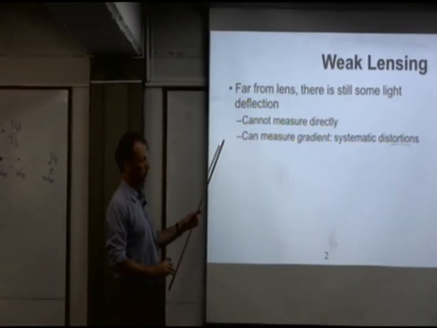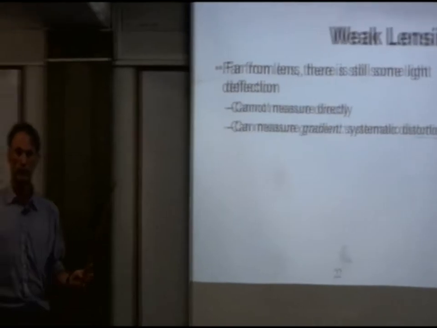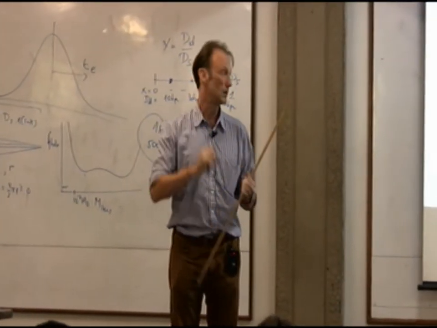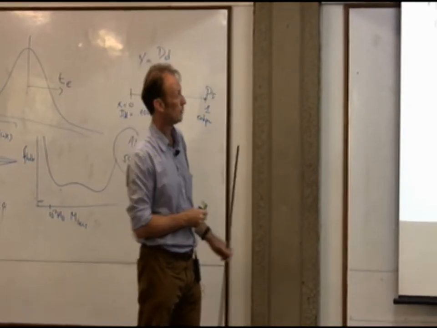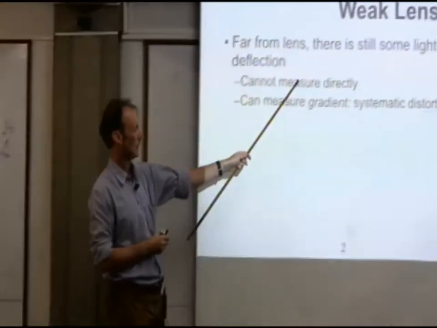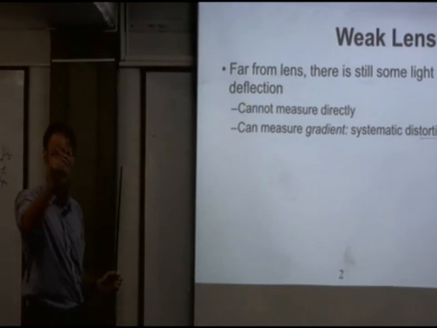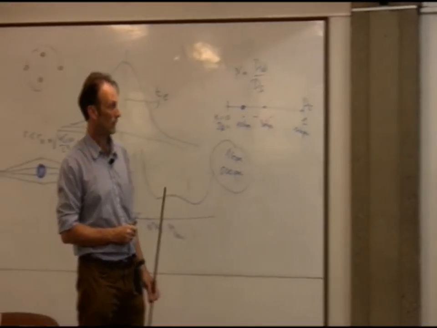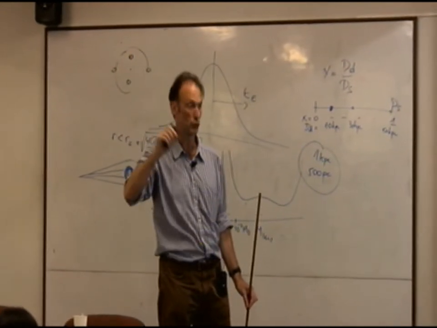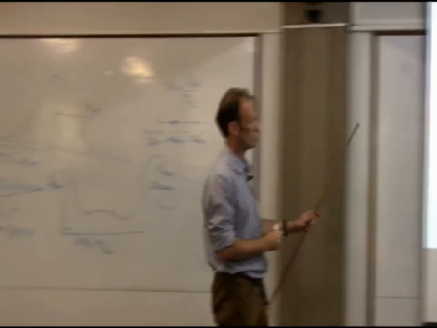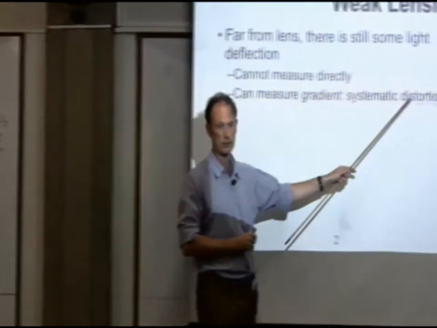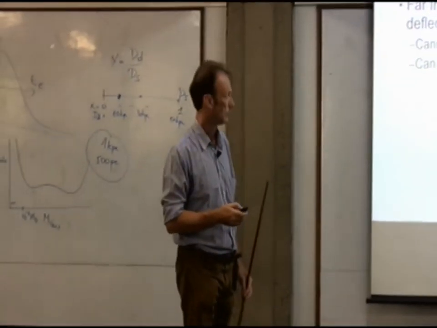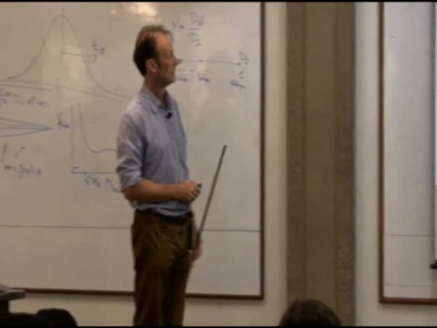And the problem is that we're not doing a laboratory experiment. We cannot take away the lens, see what the galaxy looked like before, and then see how it was distorted. So we cannot measure this effect directly, galaxy by galaxy. We cannot see how far the light has been moved. But it turns out that we can measure the gradient of this motion, because the gradient causes systematic distortions in the shapes of galaxies, and that's what weak lensing is about, and that's what I will try to explain to you today.